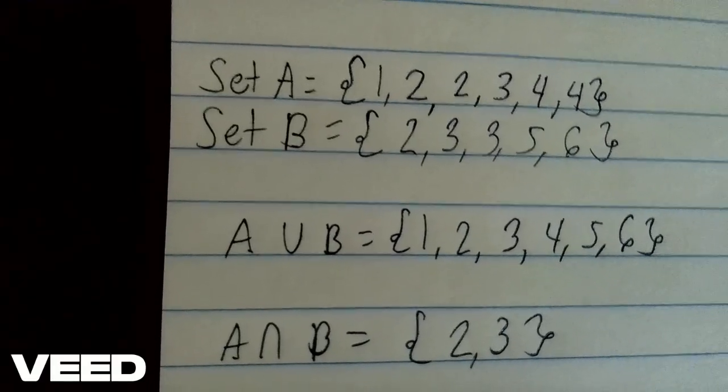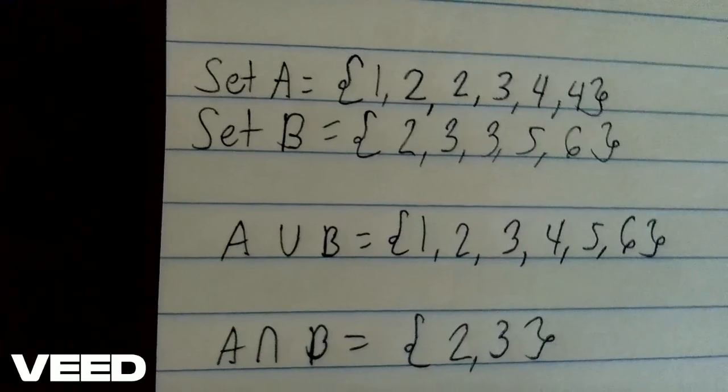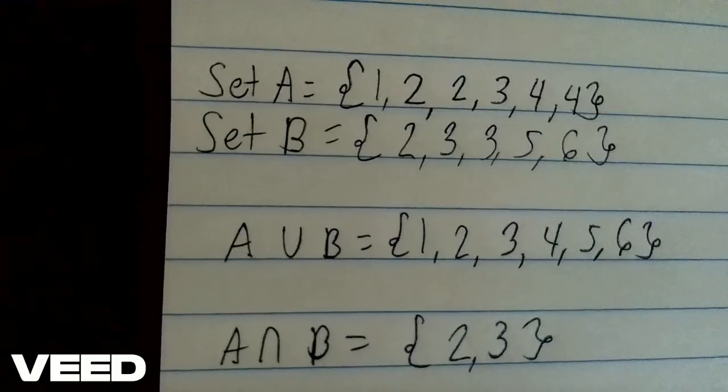So now I'll show you an example of intersection of sets. In intersection of sets, we have to identify the elements that are common in both sets A and B. In this case, the elements that are common in sets A and B are only 2 and 3.